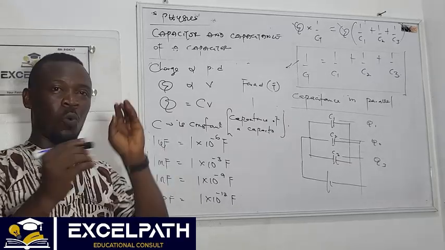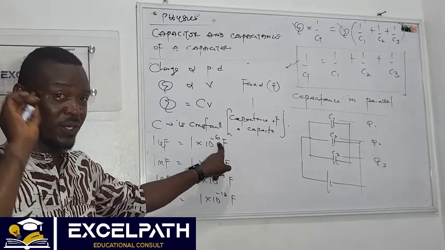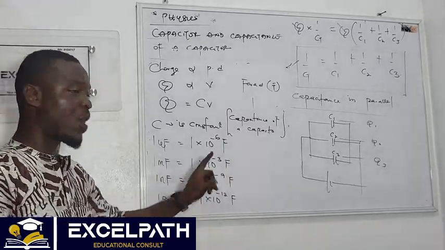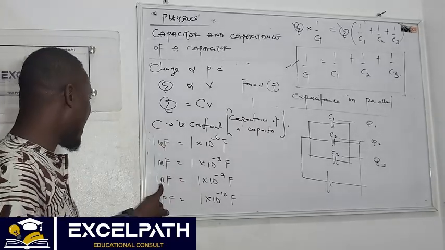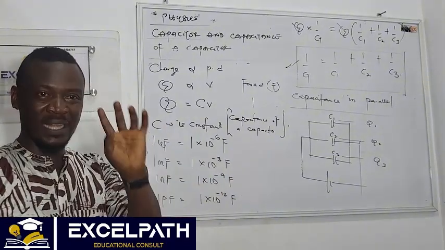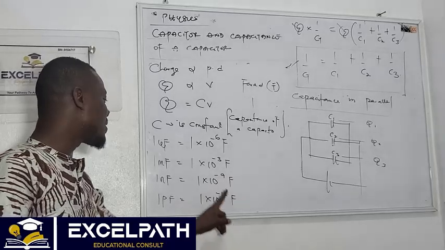1 µF means what? 1 micro farad. So micro means 10 raised to power what? Minus 6. m means what? Milli, which is 1 times 10 raised to power minus 3 farad. And n means what? Nano, 1 times 10 raised to power minus 9 farad. While p means what? Pico, 1 times 10 raised to power minus 12 farad.